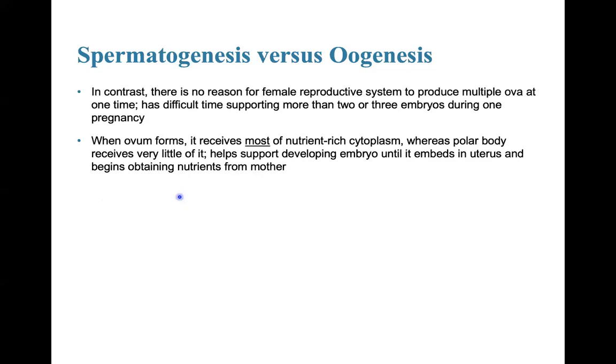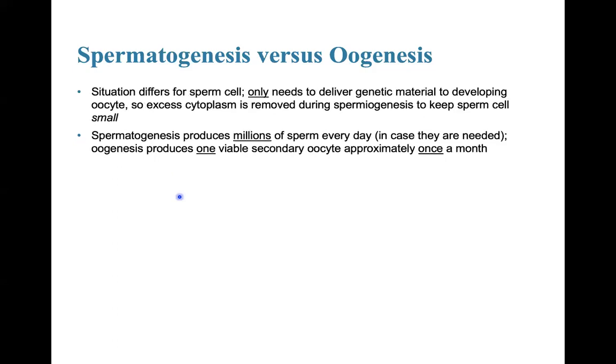In contrast, there is no reason for the female reproductive system to produce multiple ova at one time. It has a difficult time supporting more than 2 to 3 embryos during one pregnancy. When the ovum forms, it receives most of the nutrient-rich cytoplasm, whereas the polar body receives very little of it. This helps to support the developing embryo until it embeds in the uterus and begins obtaining nutrients from the mother.